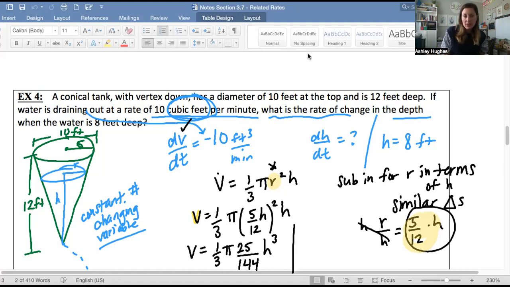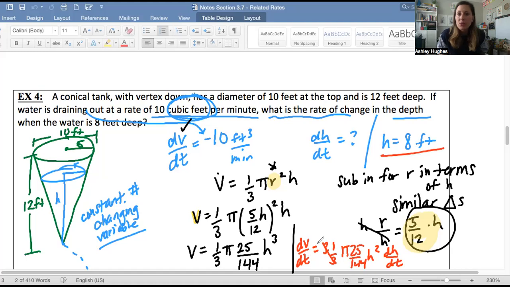So now I'm going to write in a different color. When I take the derivative, I get 1/3 pi, oops, no, I'm sorry. I'll bring the 3 down. I get equals 3 times a third, so those cancel, pi 25 over 144 h squared dh dt. At this point, I can plug in this. h is 8 and dV dt is -10.